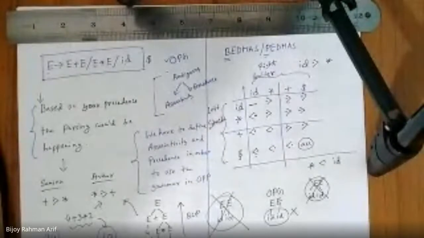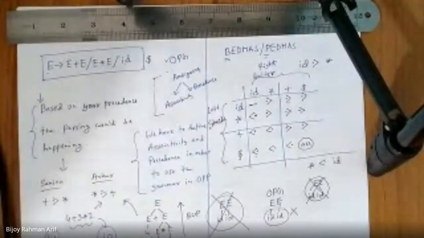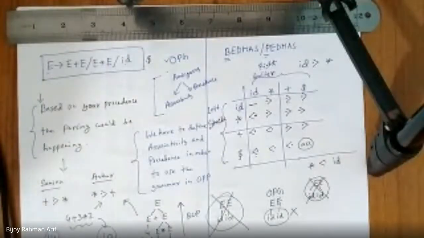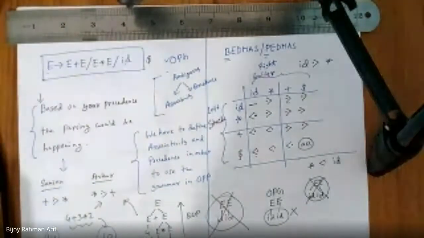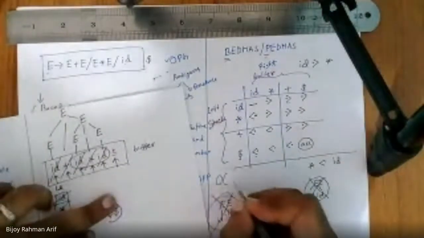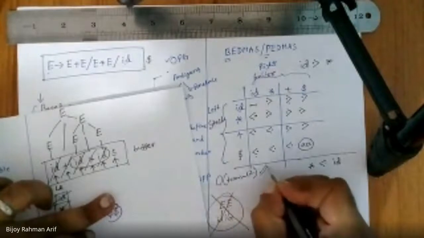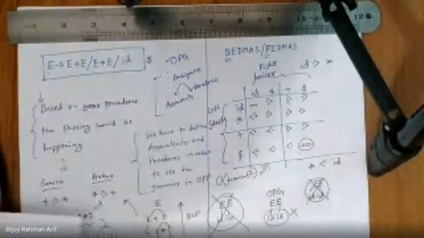If there are 10 terminals, how many entries should there be? 100, N squared, because we are creating a 2D table, a 2D mesh grid, that's why it becomes a square. So it is something like O of terminals squared. This is the complexity of this table.